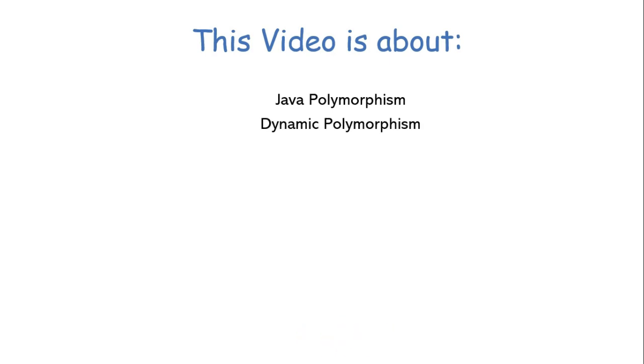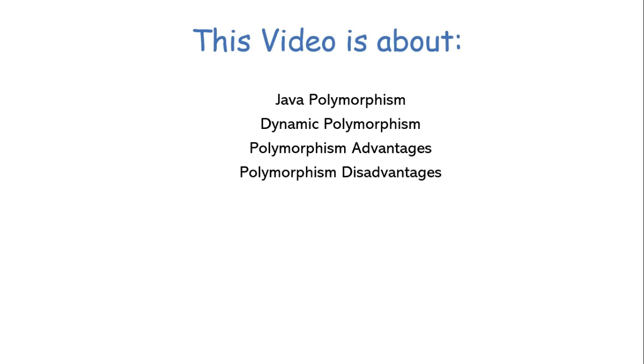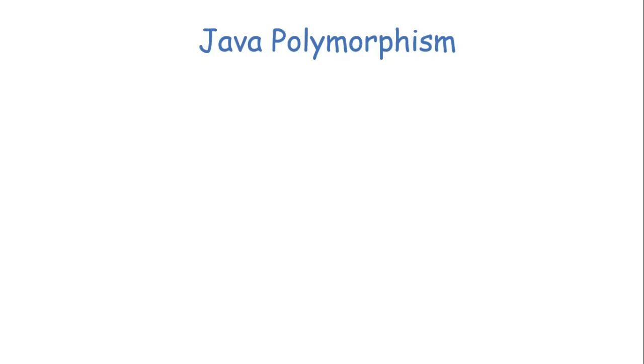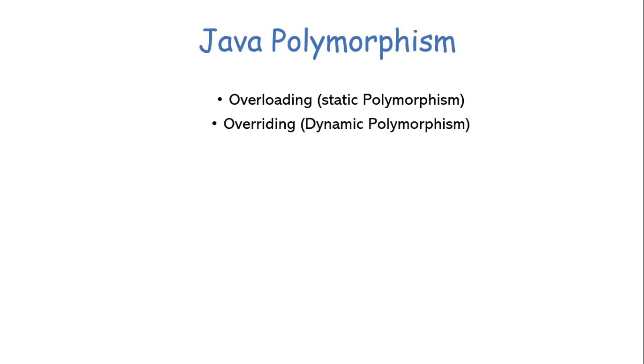Hi coders, CS Time channel here, and this video is about Java polymorphism, dynamic polymorphism, polymorphism advantages, disadvantages, rules for overriding, and polymorphism examples in Java. There are two kinds of Java polymorphism: overloading or static polymorphism, and overriding or dynamic polymorphism. Our focus in this video is overriding.